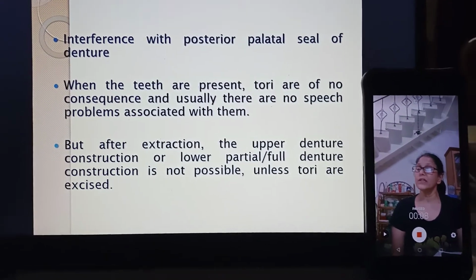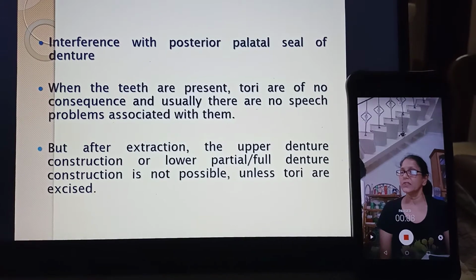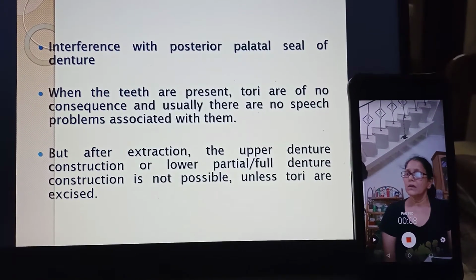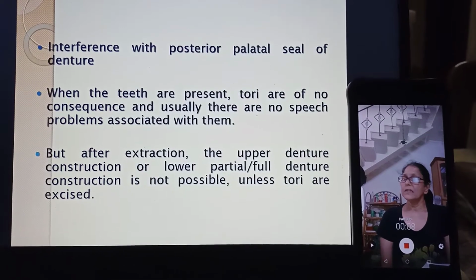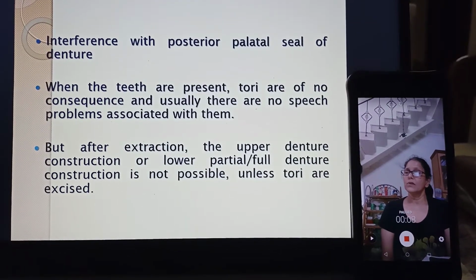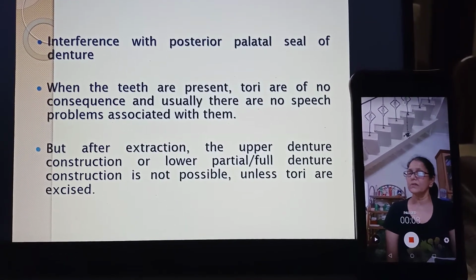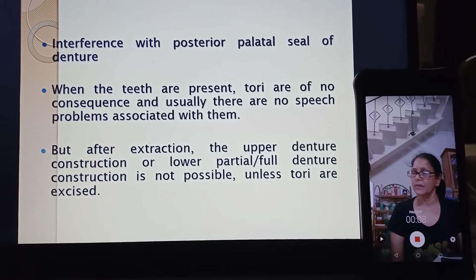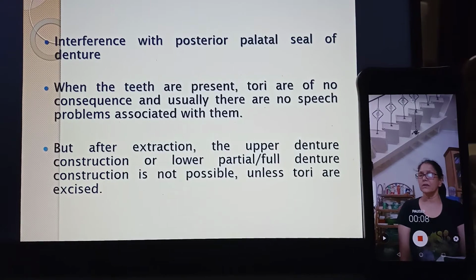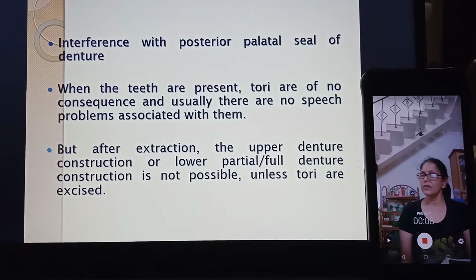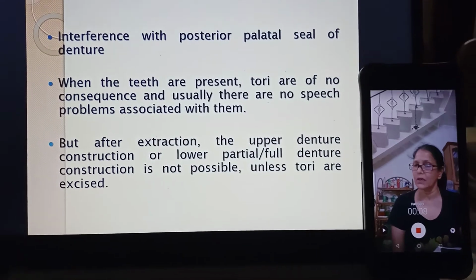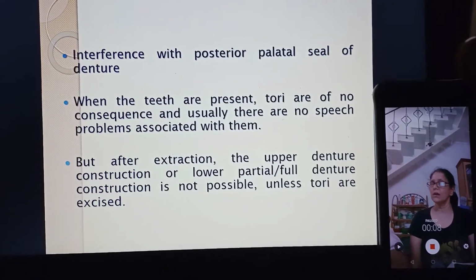Interference with the posterior palatal seal of the denture can also occur. When the teeth are present, tori are of no consequence and there are usually no speech problems associated with them. But after extraction, the upper denture construction or the lower denture construction is not possible until these tori are removed.